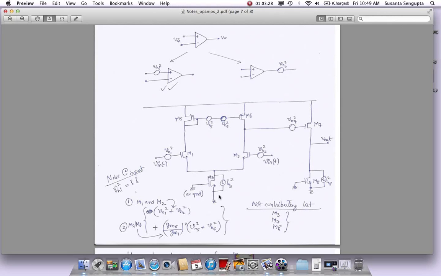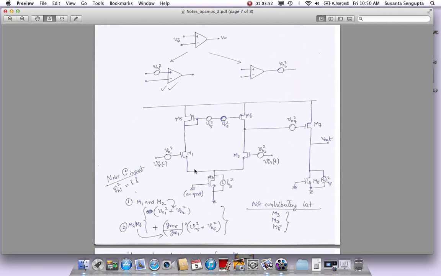Yeah, I'm back. Sorry, somebody at the door. So let's look at the noise and see what the different elements are. As I was saying, I'll make an assumption that this point is AC ground. Even though you have noise from the bias circuitry that can come here, for simplification purposes, let's keep it AC ground. Normally we sometimes put big capacitors here to make it AC ground. So let's not worry about it.